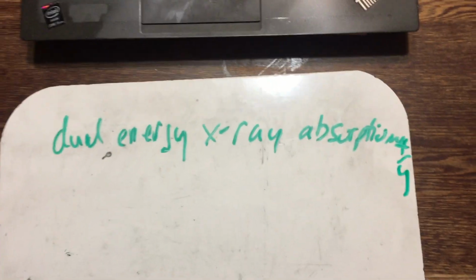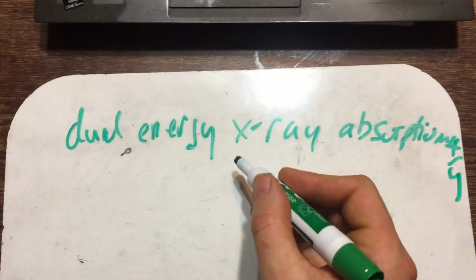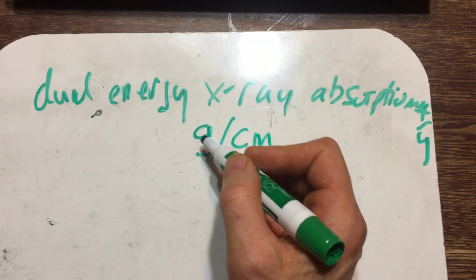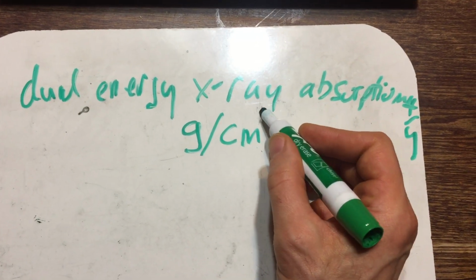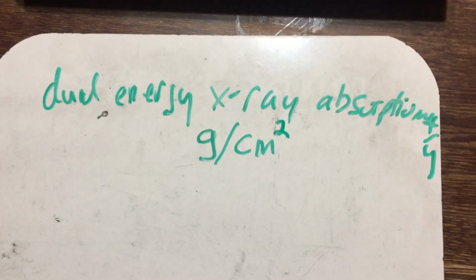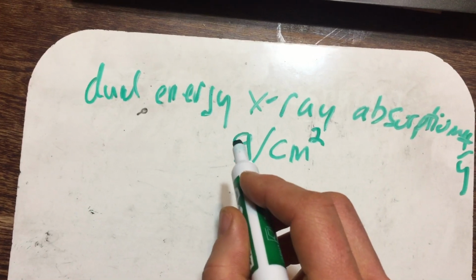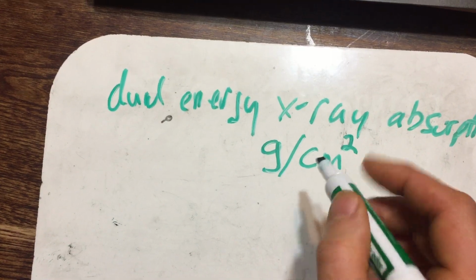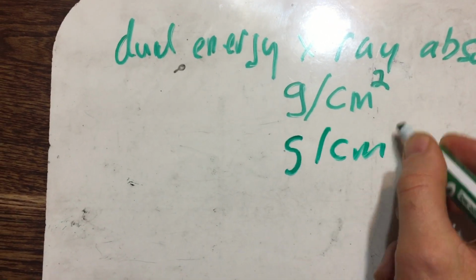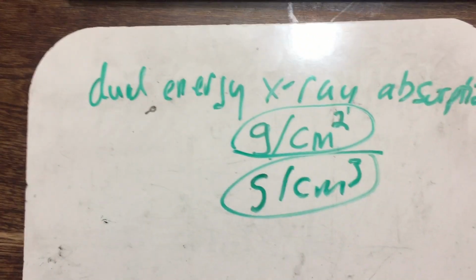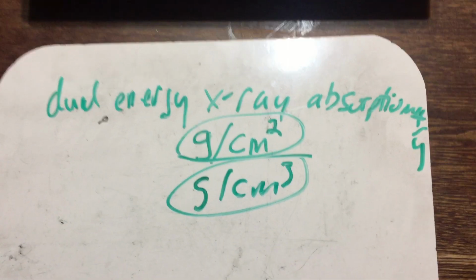I ran out of space there, but dual energy X-ray absorptiometry measures your bone density. So it measures your bone density, not true density, but areal bone density. So the mass of the bone that you have for every area centimeter squared in your bone. So it's essentially grams of bone in a given area of the bone. True density is grams per cubic centimeter. So this is true density. You get what's called areal bone density with the dual energy X-ray absorptiometry.